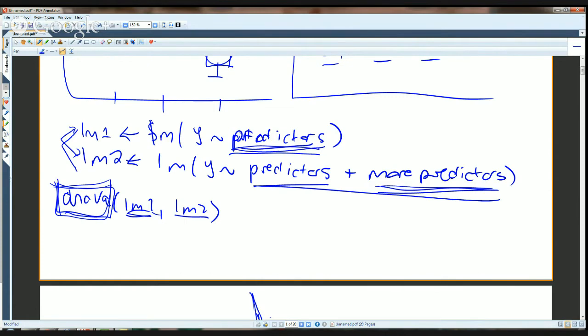In instances where LM1 and LM2 are totally different models with totally different predictors, I think all bets are off, and probably you don't want to be using the anova function anyway. So the question is, what if LM2 has interactions and LM1 does not? If the only difference is that LM2 has the interactions and LM1 does not, then that's fine. That should work with the anova function.